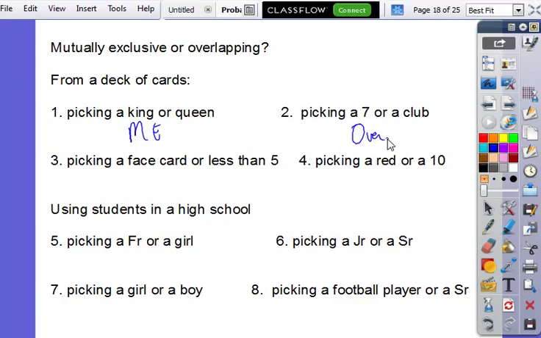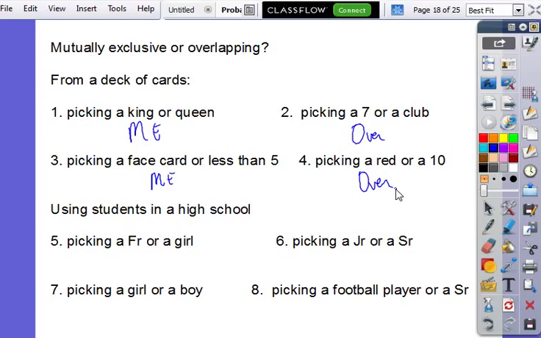Picking a face card or less than 5. I can't pick a face card and something that's less than 5. So that's mutually exclusive. What about an ace? Never mind, it's not a face card. All right, picking a red or a 10. That's overlapping. Because I can pick a red card or a 10 or a red 10.